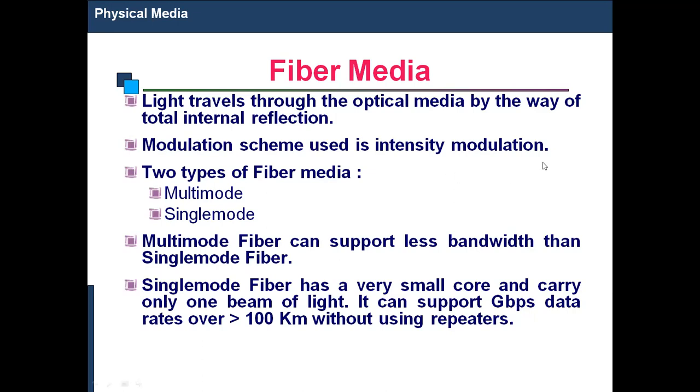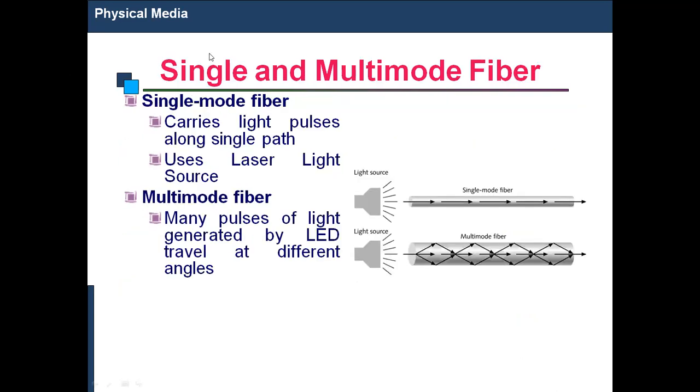There are two types of fiber media, multi-mode and single mode. Single mode has high bandwidth and a small core, but multi-mode has a large core and supports less bandwidth. See this one, single mode fiber. The single mode fiber has a very small core size. The core is the center layer of the optical fiber. It has a very small core radius. It is single mode.